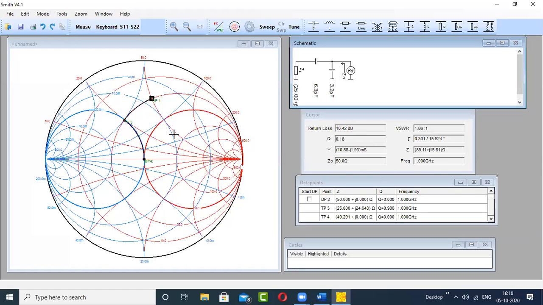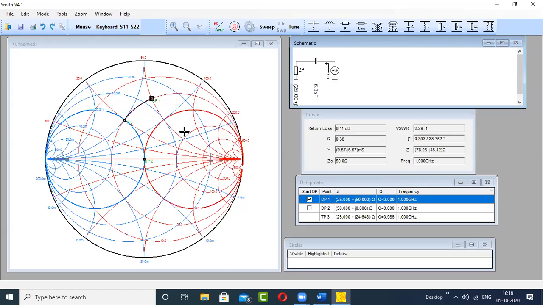Now the second solution. You can move from here and land on the lower cross section point, the intersection point, and from there once again you can move to the center of the Smith chart. So you can follow this path, a larger value of C and then one inductor.